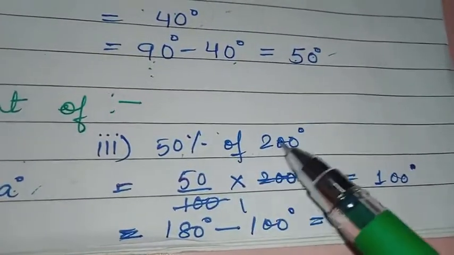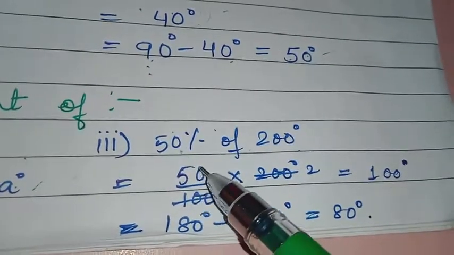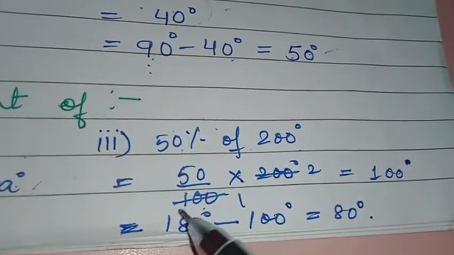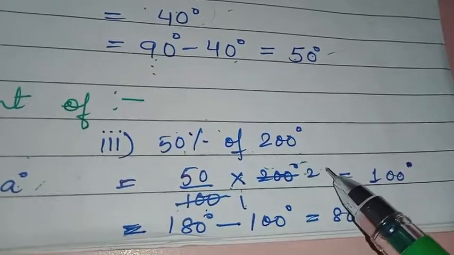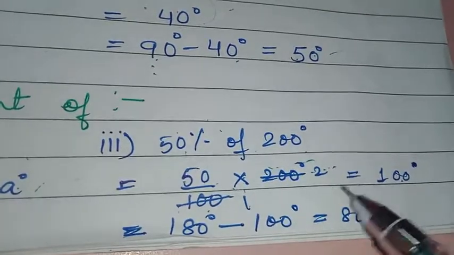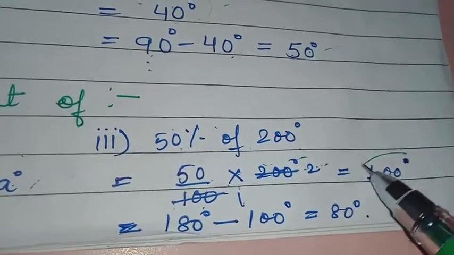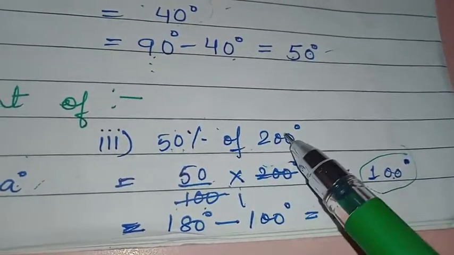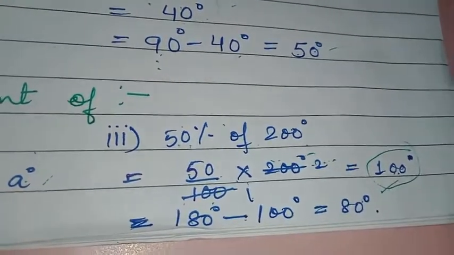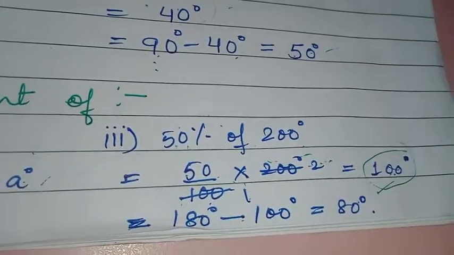And 50% of 200. 50% you can write as 50 upon 100 multiplied by 200. So 100 ones are 100, 100 twos are 200, so 50 twos are 100, right? So now I have got 100. 50% of 200 is 100. So 180 degrees minus 100 is 80 degrees, because we have to find the supplement, right?